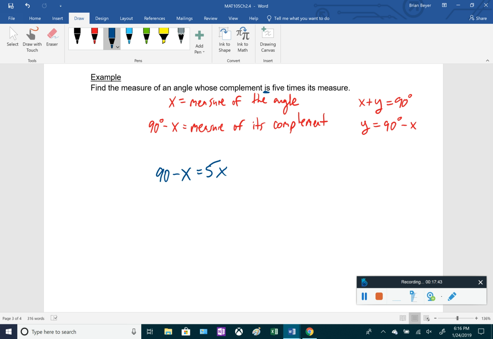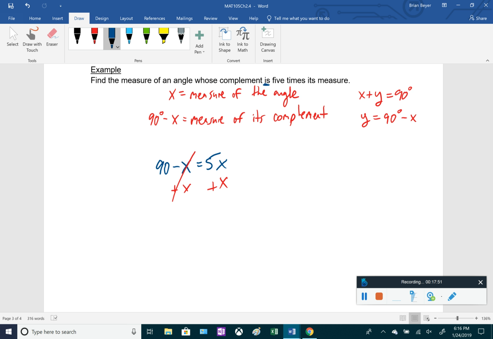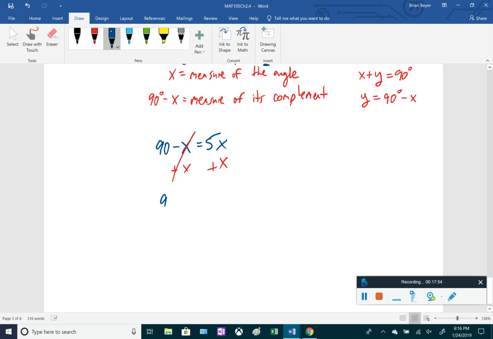So let's solve this for x. We're going to add x on both sides. We get 90 equals 6x. Divide both sides by 6. And we end up with, I'm just going to write the x on the left side so it looks a little nicer, 90 divided by 6, which gives us 15. So this is actually going to be 15 degrees.